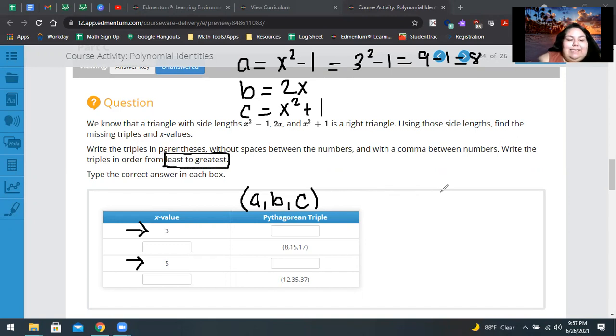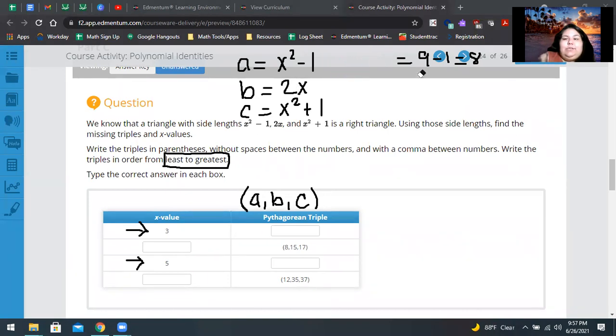Please make sure it is least to greatest. So go ahead and make sure you do that for the first row and then the third row. Let's talk about finding the x value, but they already gave us the Pythagorean triple. So let me kind of clean this up.